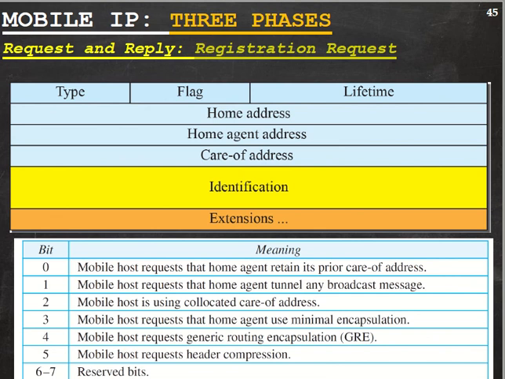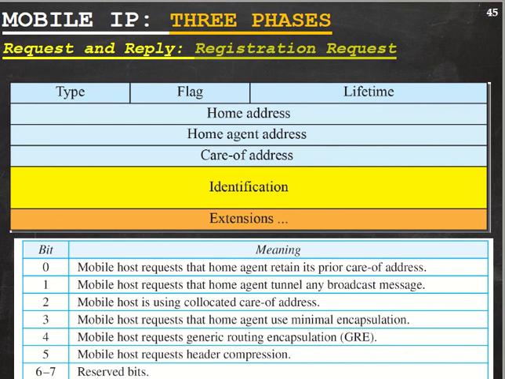After this, we have a field called lifetime. This field defines the number of seconds the registration is valid, the duration for which the registration is valid. If this field is a string of zeros, the request message is asking for deregistration. That can be done when all the bits are equal to 0. If the field is a string of ones, if all the bits are ones, then the lifetime is infinite.